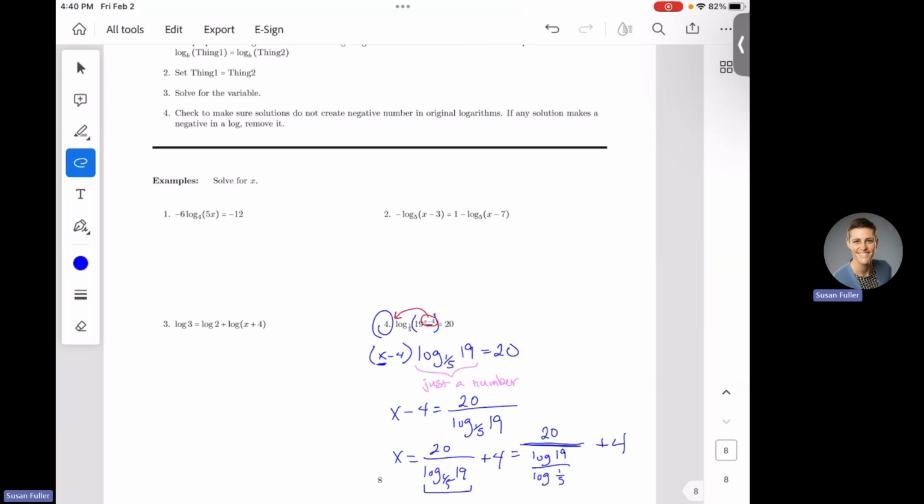Now, this is our big division bar. You need to figure out how to tell your calculator that log of 19 divided by log of 1/5 is all in the bottom of this fraction. So you actually need to put parentheses around that to make sure that your calculator does order of operations correctly. So if I were plugging this into my calculator, I would type in the 20 and then divided by, and then I would start my parentheses for this guy, and I would do log of 19, that's the top bit, divided by the log of 1/5.